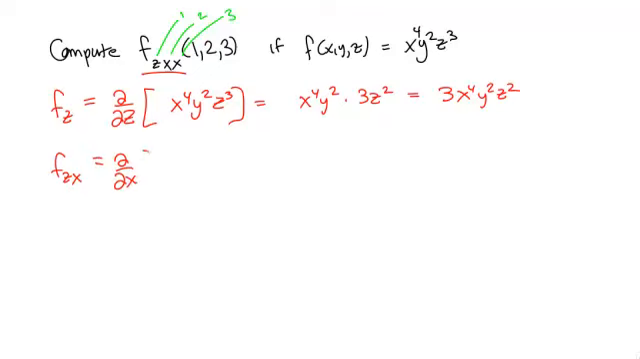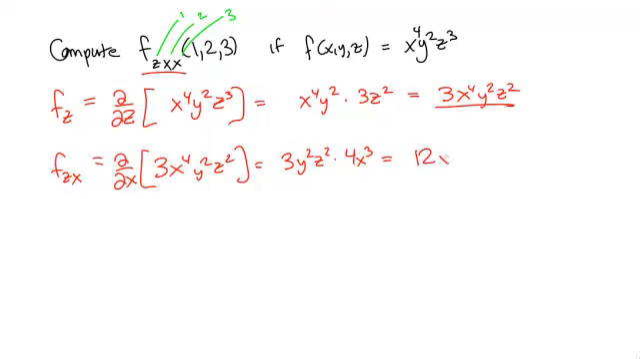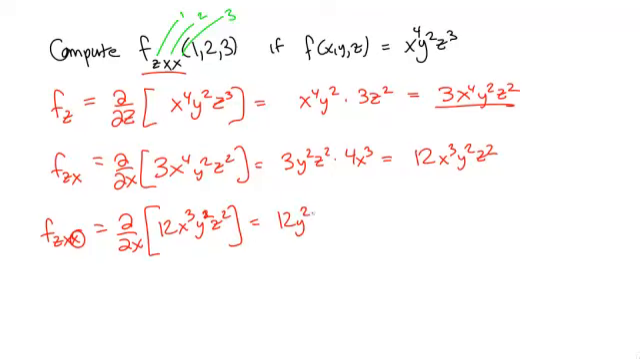So I'll take the partial derivative with respect to x of the thing we just got, 3x to the fourth y squared z squared. So the 3y squared z squared is a constant, comes along for the ride. The derivative of x to the fourth is 4x cubed. And so that will get me 12x cubed y squared z squared. Finally, to work out f sub zxx, that means we're going to take the derivative with respect to x of the thing we just found, 12x cubed y squared z squared. So the 12y squared z squared is a constant, comes along for the ride. The derivative of x cubed is 3x squared. And so that'll get us a grand total of 36x squared y squared z squared.